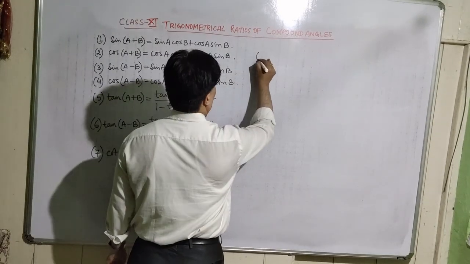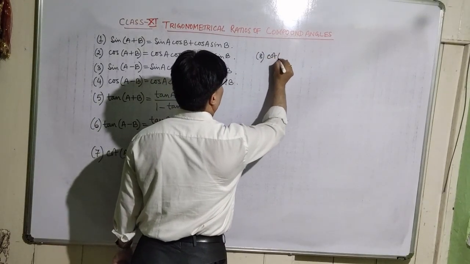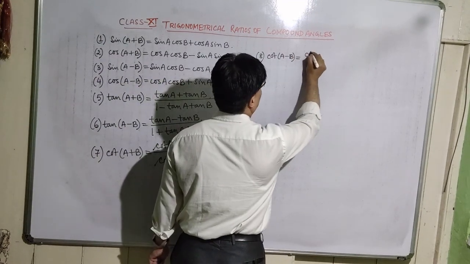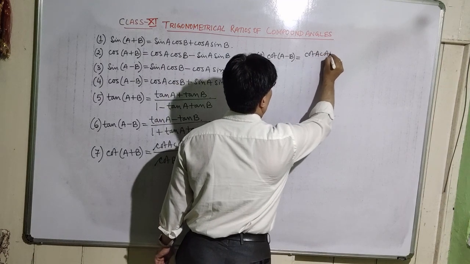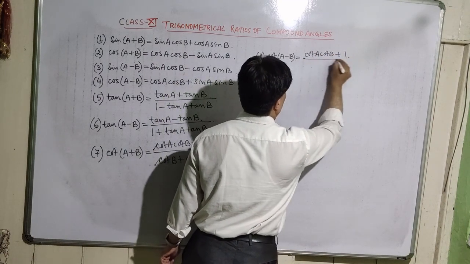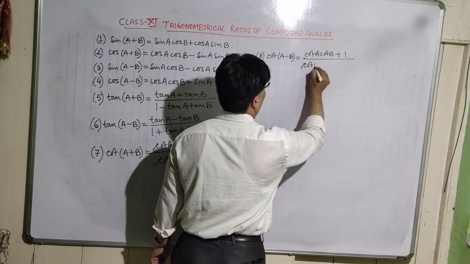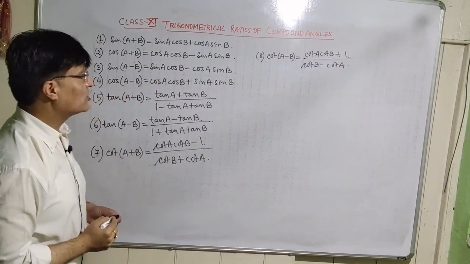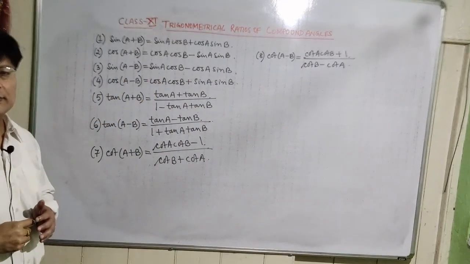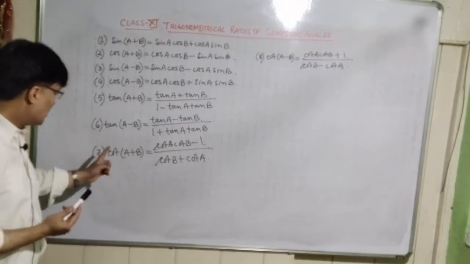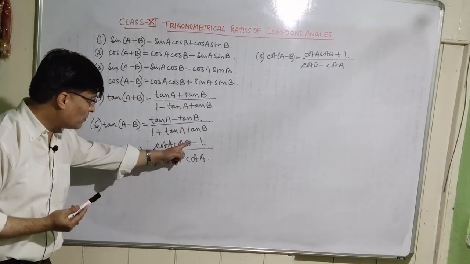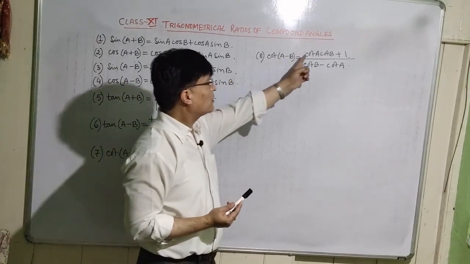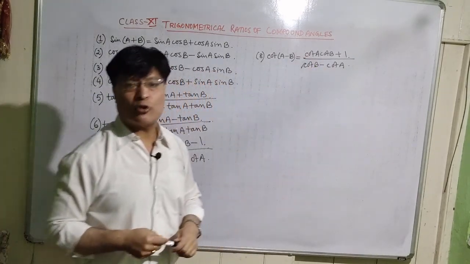Number 8, cot of A minus B is equal to, its formula is cot A cot B plus 1 in the numerator divided by cot B minus cot A. Is that clear to all of you? So I think you have understood it. What is cot of A plus B? Cot A cot B, there will be minus in the numerator. Minus 1 divided by cot B plus cot A. What is cot of A minus B? Cot A cot B plus 1 divided by cot B minus cot A.